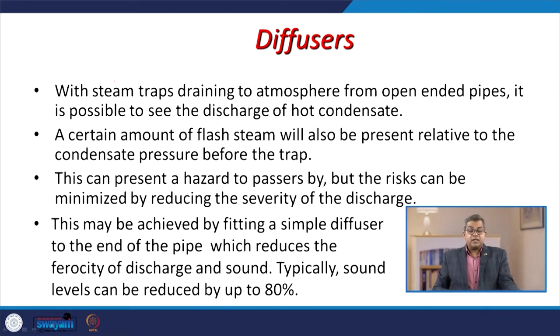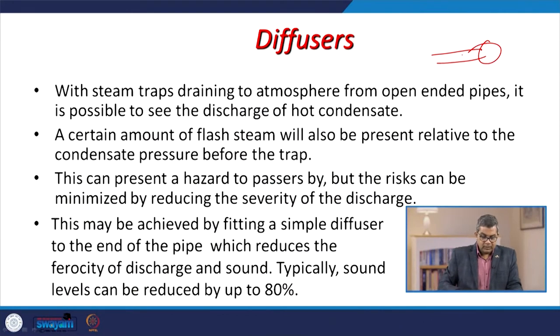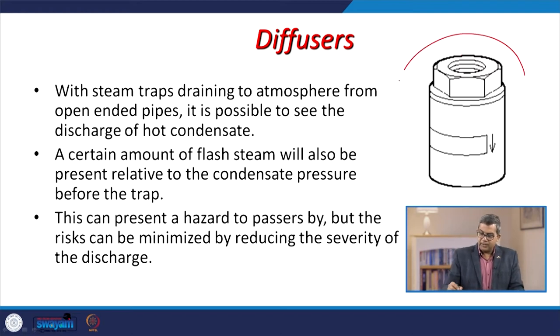Apart from this, in the accessories, certain diffusers are used in the steam line or steam traps. With the steam trap draining to atmosphere from an open-ended pipe, it is possible to see the discharge of hot condensate. A certain amount of flash steam will also be present, relative to the condensate pressure before the trap. Now, this can present a hazard to passersby, but the risk can be minimized by reducing the severity of the discharge. Sometimes this may be achieved by fitting a simple diffuser to the end of the pipe, which reduces the ferocity of discharge and sound. Typically, sound level can be reduced by up to, say, 80%. Now, this is the typical diffuser.